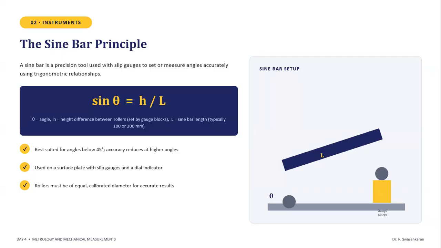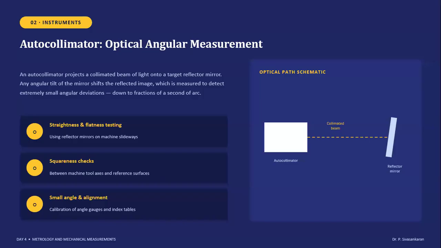Next, we come to the autocollimator. An autocollimator projects a collimated beam of light onto a reflector mirror. When the mirror is tilted, the reflected image shifts. This shift can be measured to determine extremely small angle deviations. Autocollimators are useful for straightness and flatness testing, squareness checks, small angle measurements, alignment operations, and calibration of angle gauges and indexing tables.